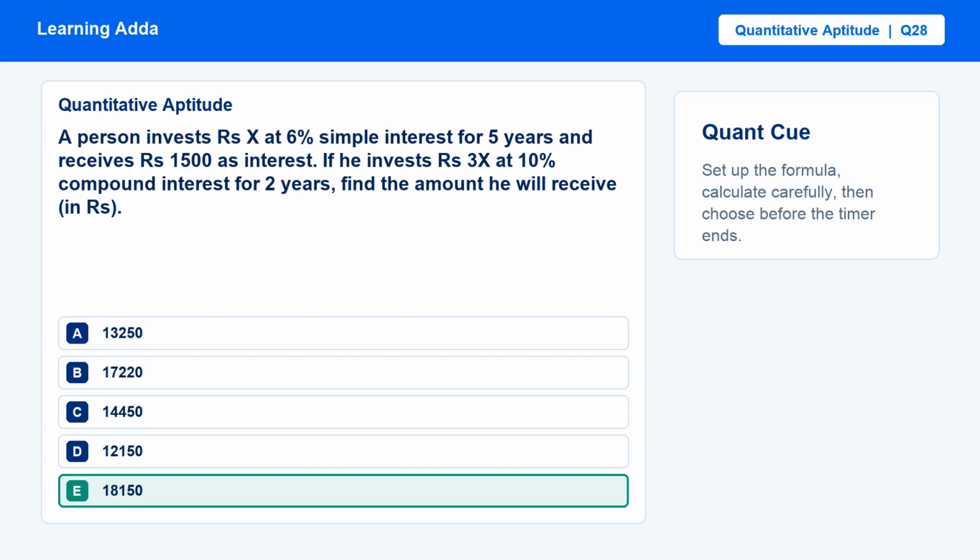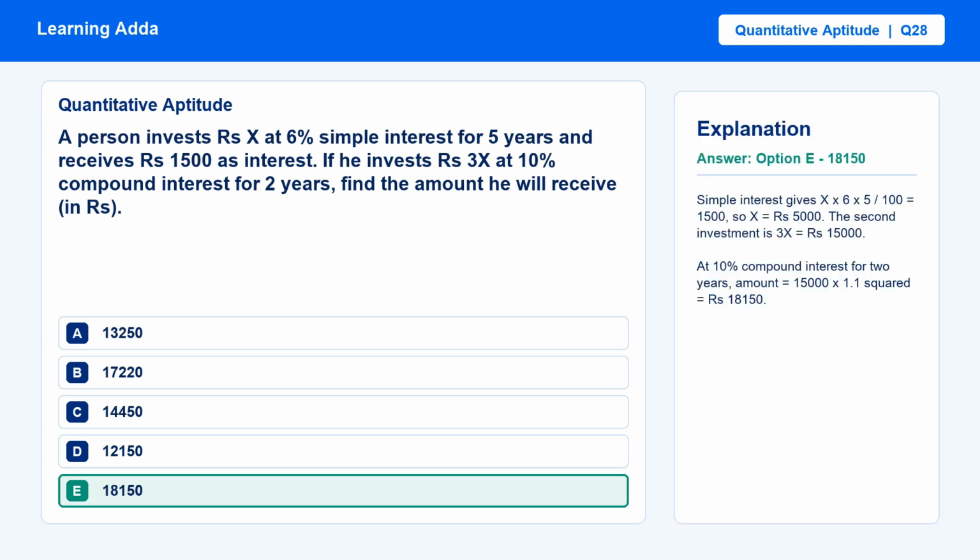The answer is option E, 18,150. Simple interest gives X times 6 times 5/100 is equal to 1500, so X is equal to rupees 5000. The second investment is 3X, which is equal to rupees 15,000. At 10% compound interest for 2 years, amount is equal to 15,000 times 1.1 squared, which is equal to rupees 18,150.